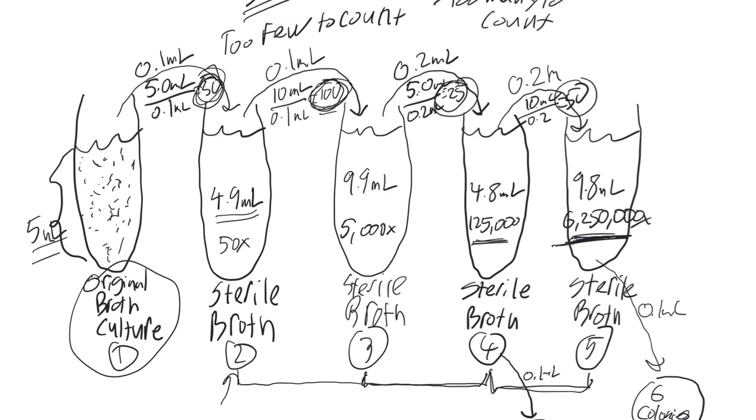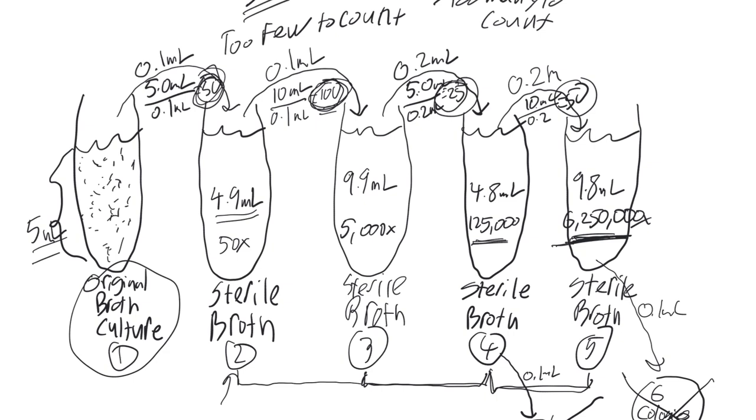All right? So I have one plate that has 125 colonies, and I have another plate that has 6 colonies. So I can't use the plate from tube 5 because there's just not enough colonies. I'm not going to get an accurate number. But I will use this plate because 125 colonies is right there between 30 and 300. So that's perfect. Okay, so let's work out our math.